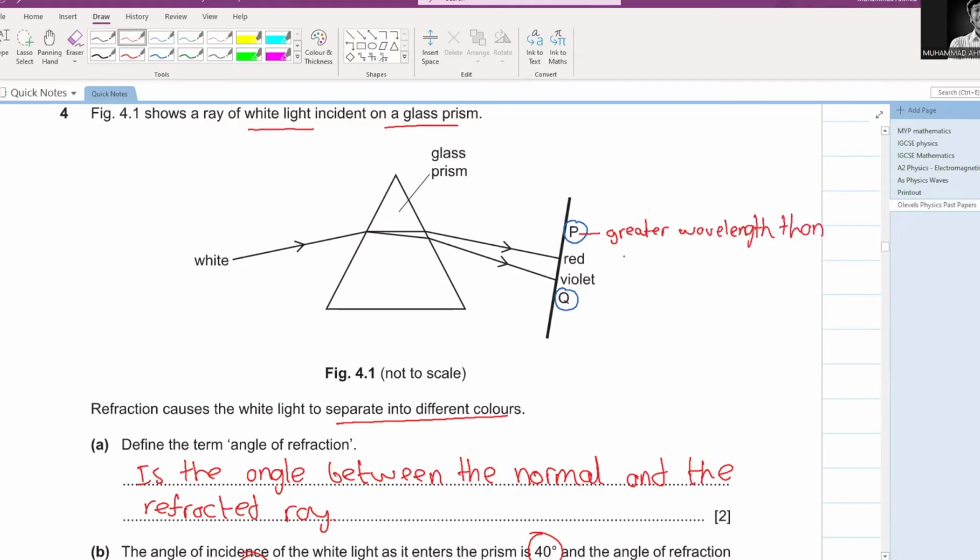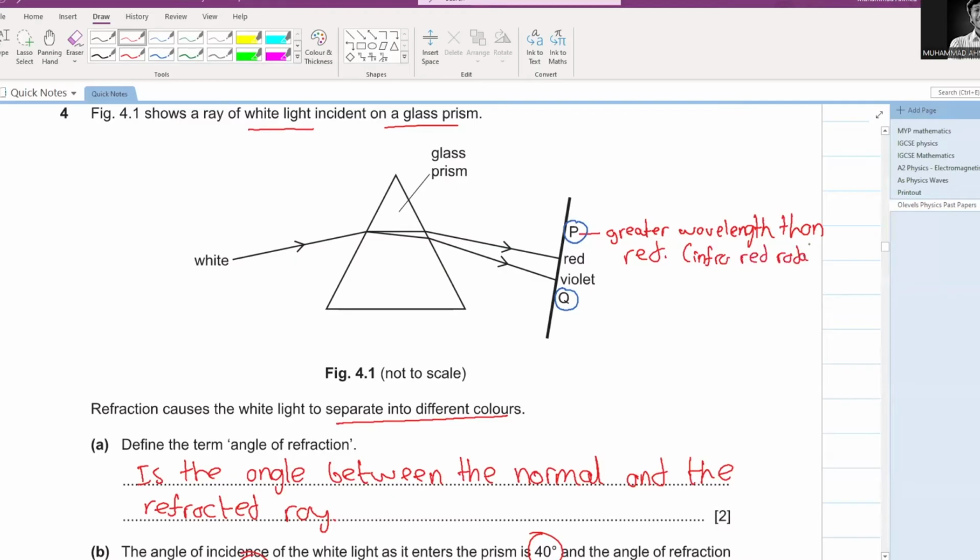Why? Because it is bending less than red. If something is bending less, its wavelength will be larger. So what is a component of the electromagnetic spectrum that has a larger wavelength than red? Infrared radiation at P.